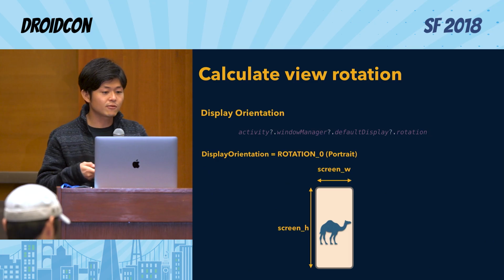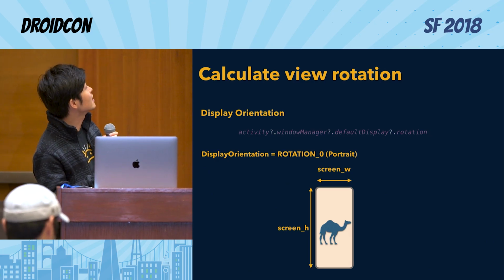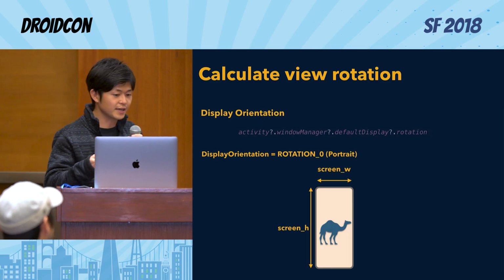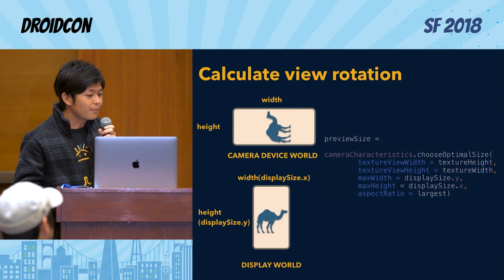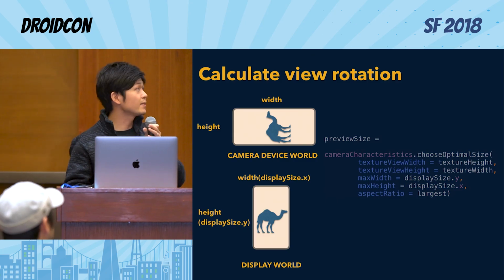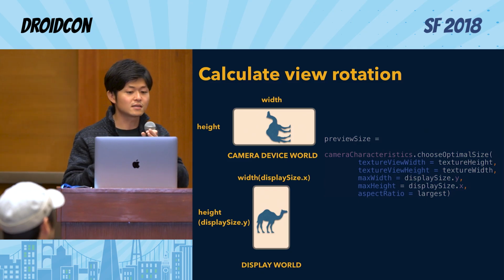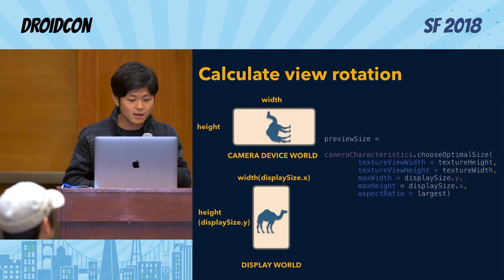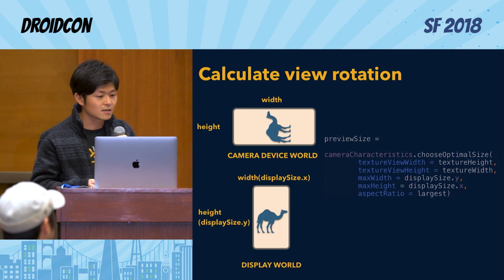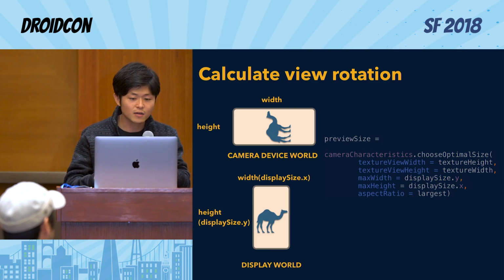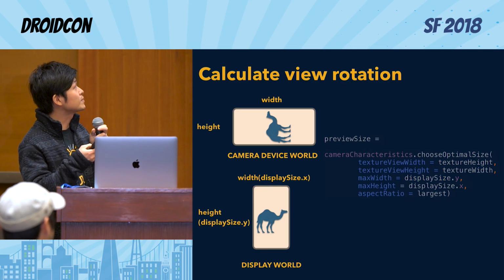And also there's a display orientation, which you can get from Window Manager. This is pretty straightforward because it's the actual view rotation. When it's portrait mode, it's 0. So when we compare the camera device world and the display world, where the camera device world is the camera sensor world, sometimes it's not in the same shape. Let's say in the Pixel 3, the sensor orientation is 90 degrees. So when you want to check the optimal size, you need to swap the width and height.